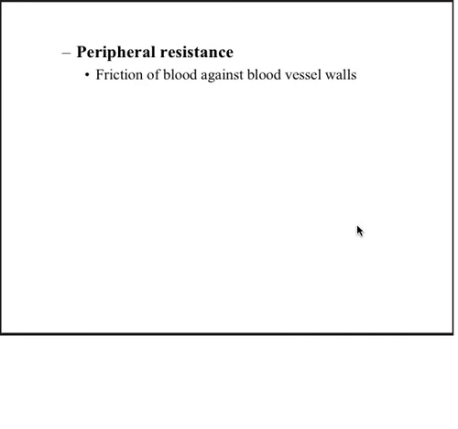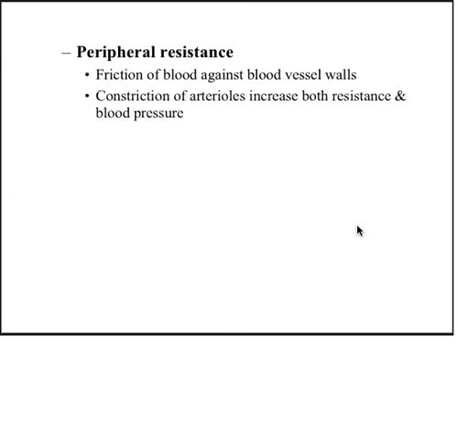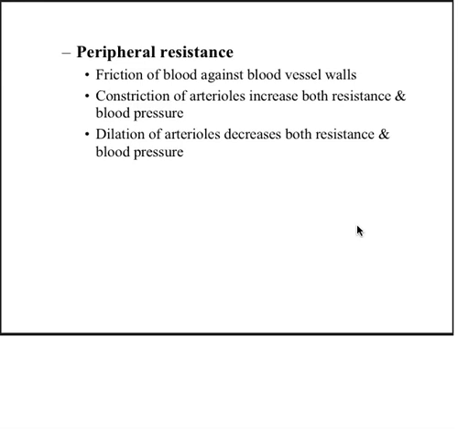Peripheral resistance is a major factor in the regulation of blood pressure. This is the friction of blood against the vessel walls. The constriction of arterioles increases resistance and blood pressure, while the dilation of arterioles decreases resistance and blood pressure.